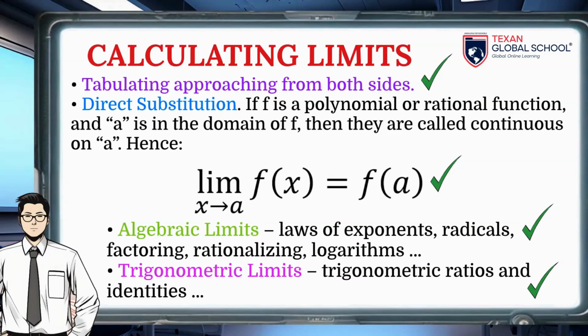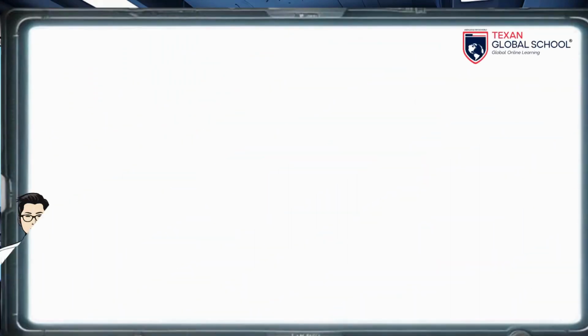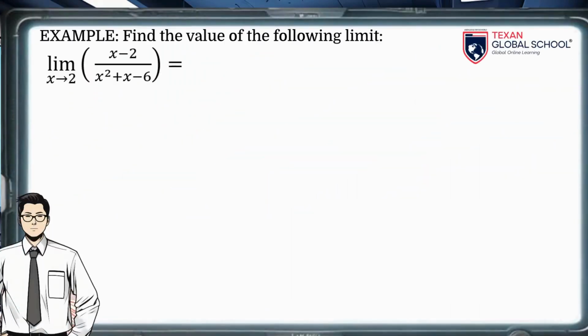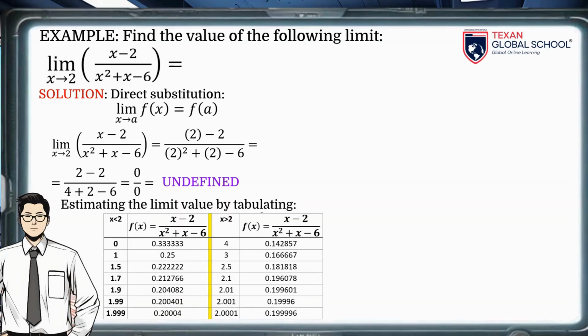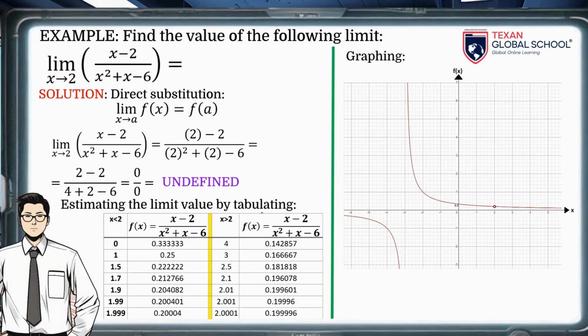Let's see an example. We will find the value of the following limit. We can see that if we evaluate the limit by substituting the value of 2 in the function, what is called direct substitution, the value is not defined. So we will estimate the value of the limit by tabulating, approaching from both sides, when x is less than 2 and when x is greater than 2. If we graph the function, we can see then that if x approaches 2, f of x approaches 0.2.